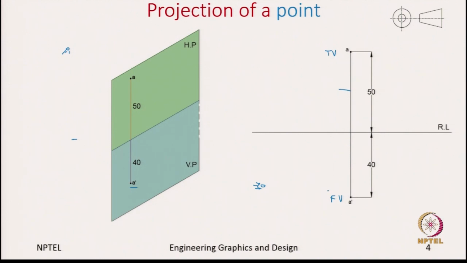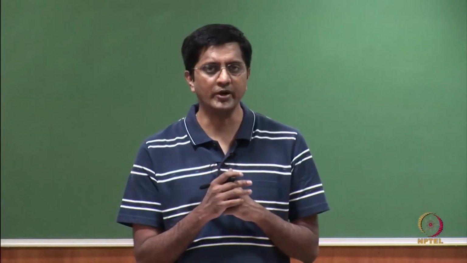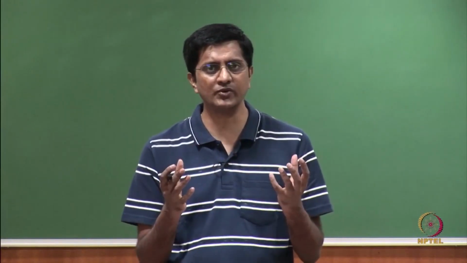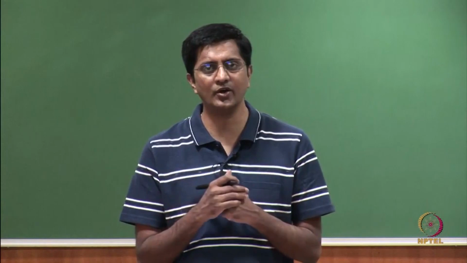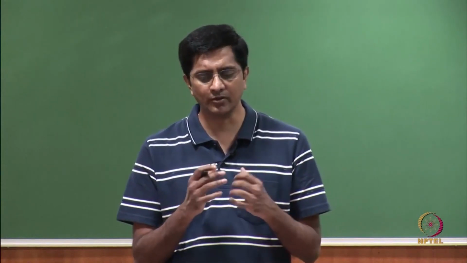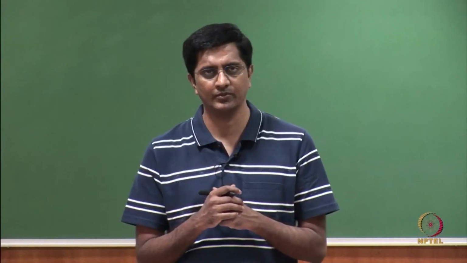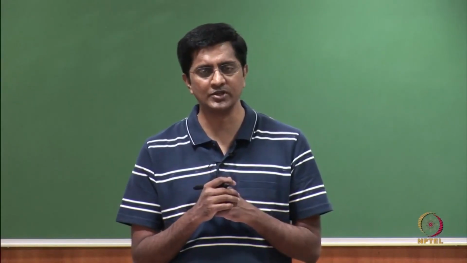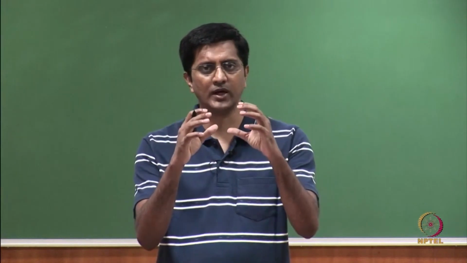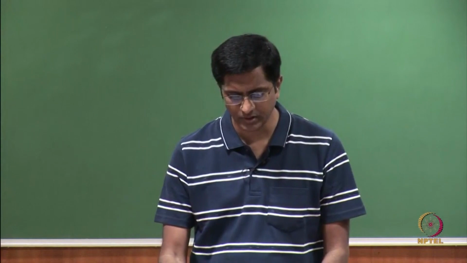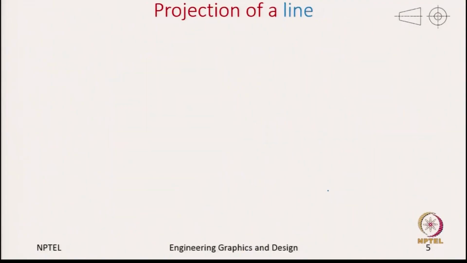What we have now covered is the projection of a point in both the first angle projection and the third angle projection. The difference between these projections, as we already know, is that in the third angle projection the top view is at the top and the front view is below the top view. However, in the first angle projection you first draw the front view and the top view is placed below the front view.